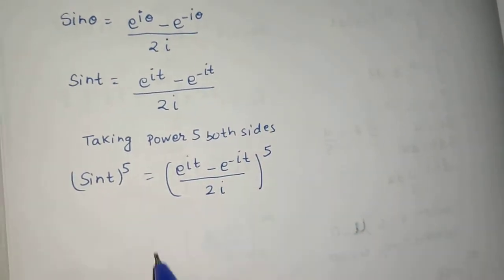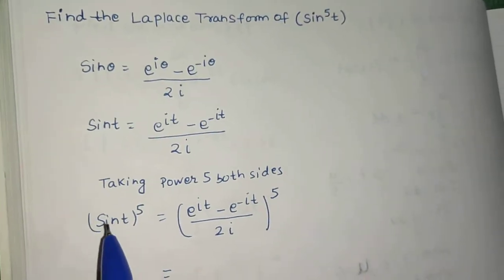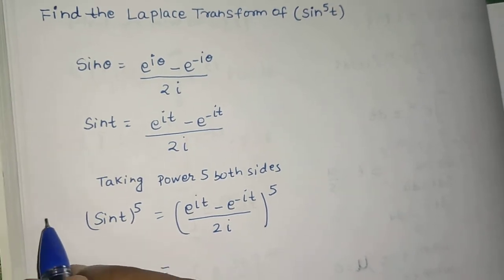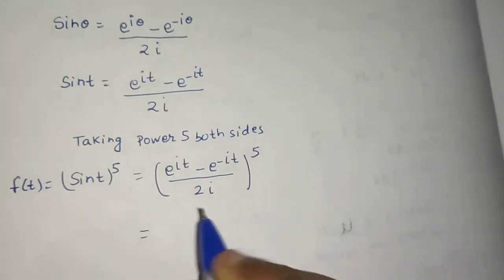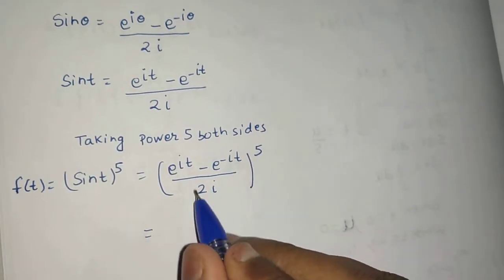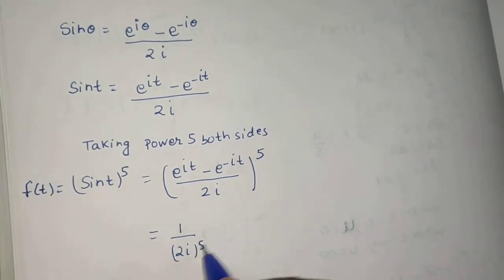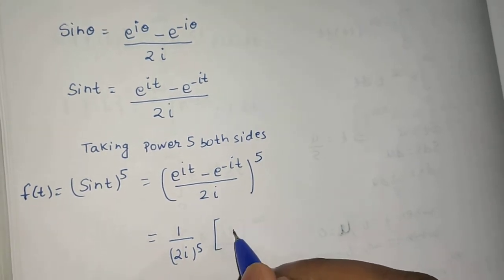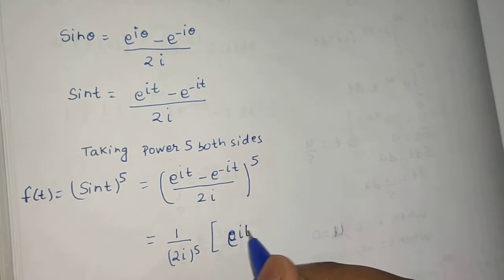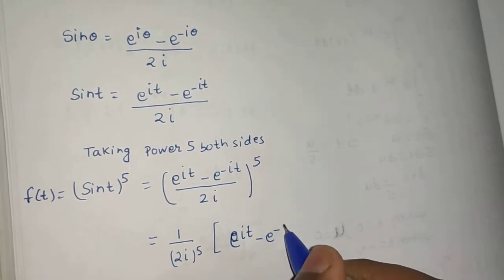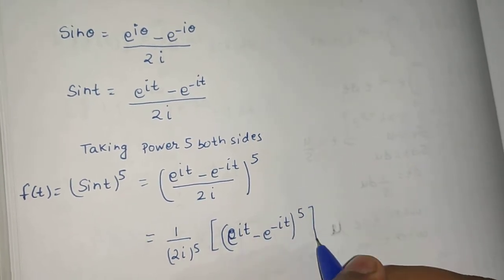Now I will simplify this. Keep simplifying this and please make sure that we are finding Laplace of sin raised to power 5. Let this be called as f(t) for some time. Now I am taking this out. So 1 upon 2 iota power 5 and inside I have e power it minus e power minus it whole raised to power 5.